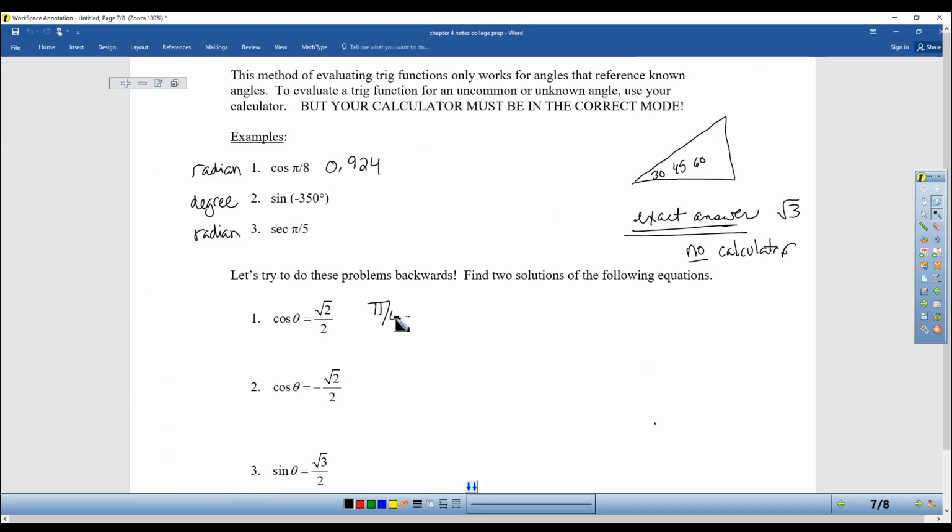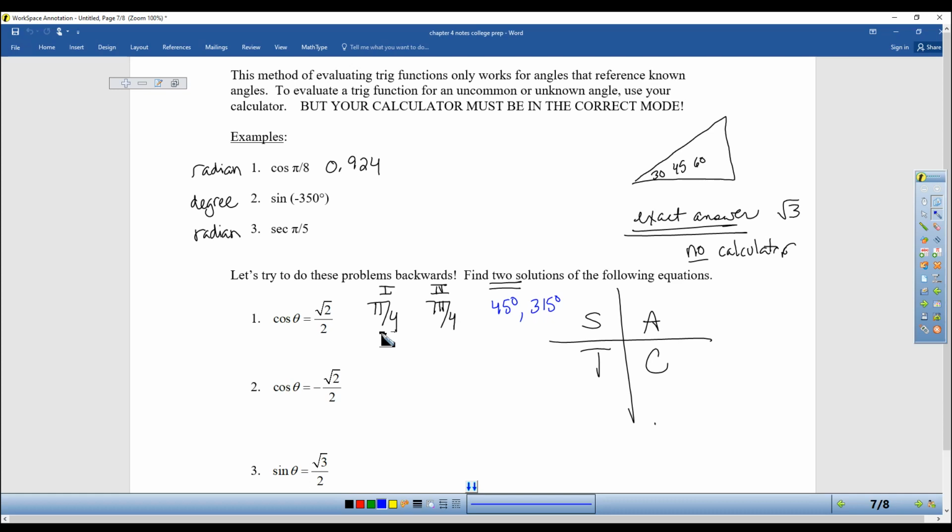Oh, at pi fourths. Is there any other time? There is. There's always going to be two solutions because of the forecast. You gave me the quadrant 1 answer, but where else is cosine positive square root of 2 over 2? In quadrant 4. So what is pi fourths in quadrant 4? Now you're doing reference angle backwards. It's going to be 7 pi fourths. If you're still enjoying degrees more, that would be 45 degrees or 315 degrees.